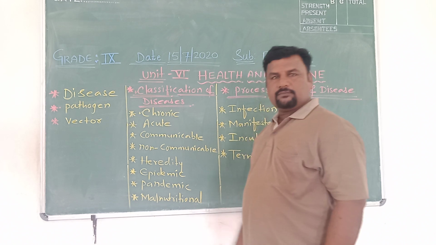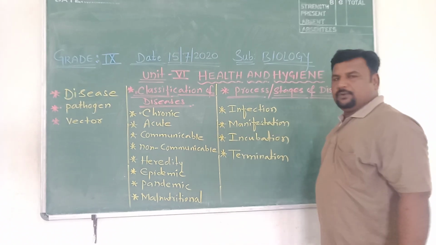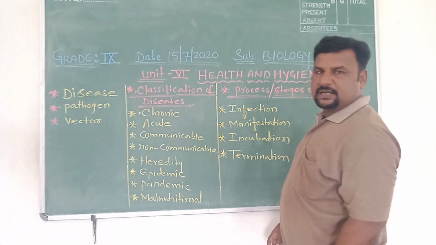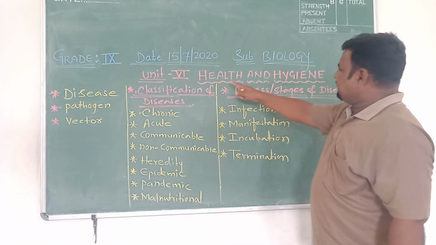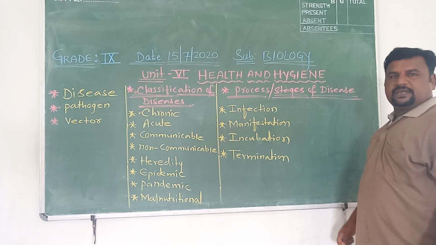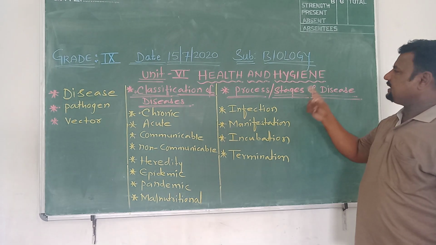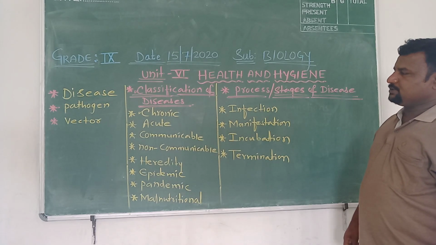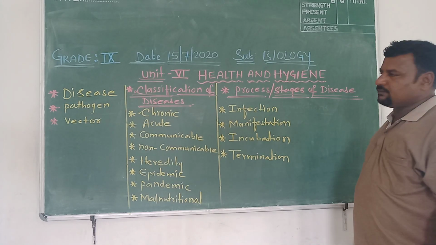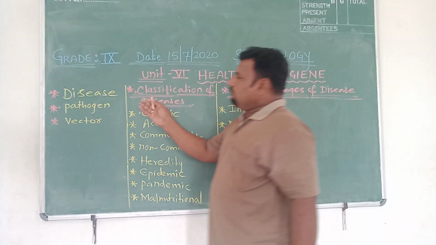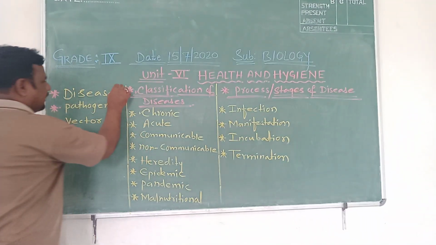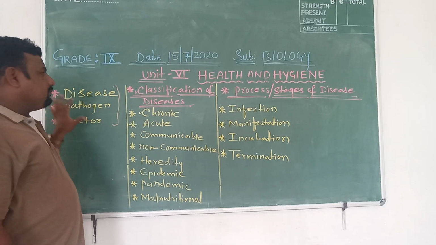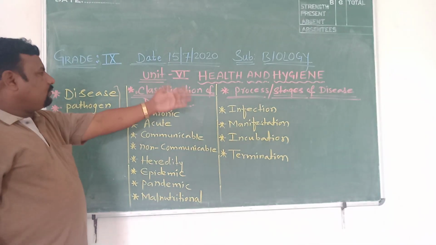And today, in this class, we will discuss the new chapter we are going to start today. See here, Health and Hygiene. The name of the chapter is Health and Hygiene. Under this title, we will be discussing disease today. First, we will know the definitions and examples, then we will proceed further one by one.